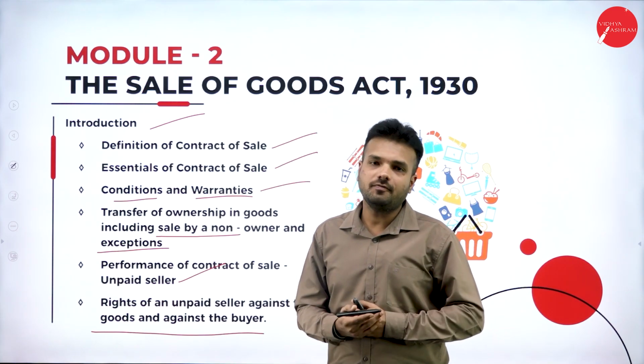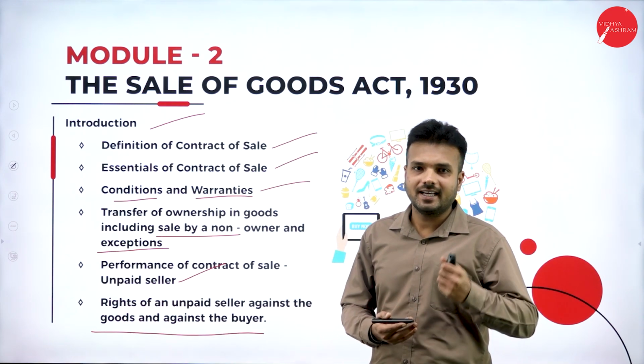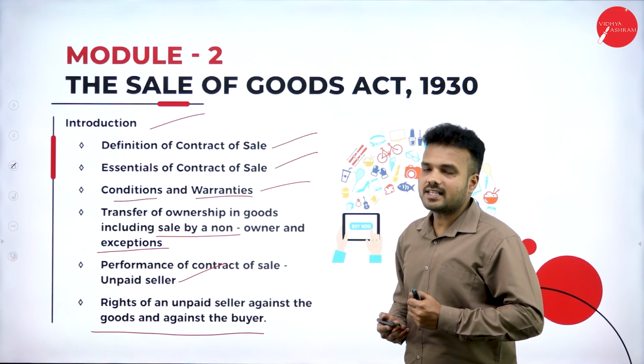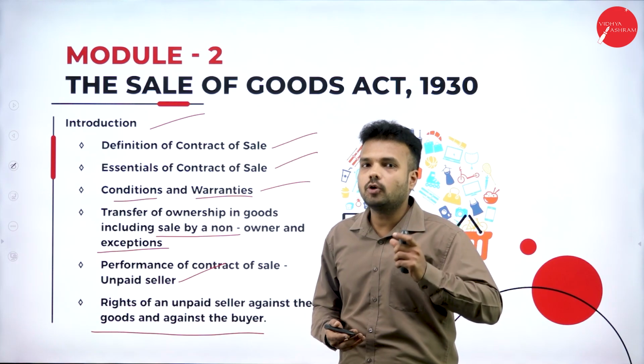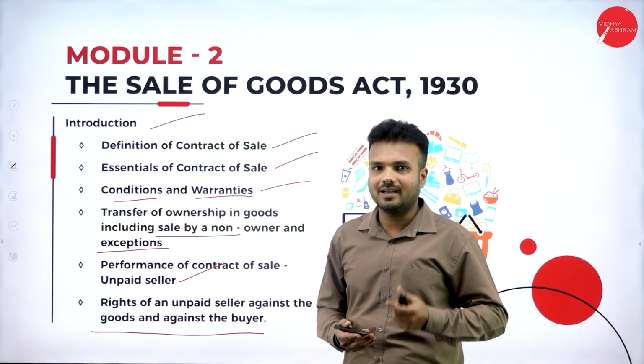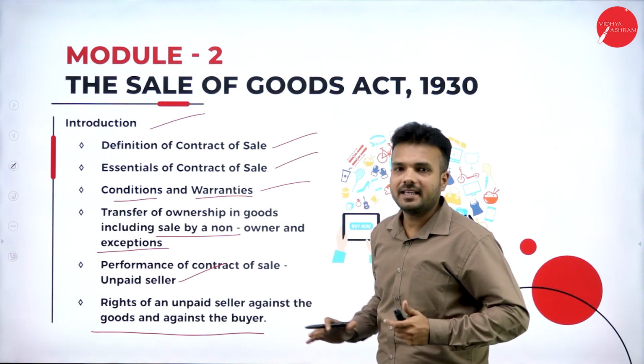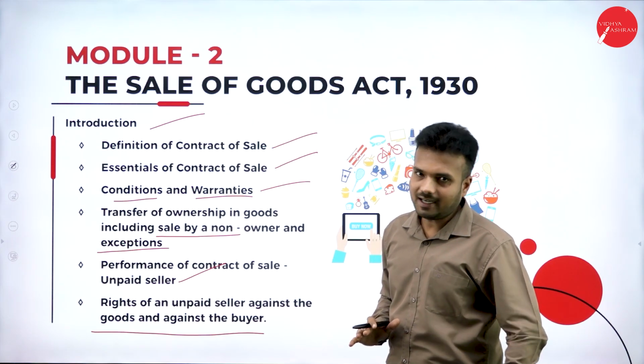So, there is an important feature for Sale of Goods Act 1930. This Sale of Goods Act 1930 is applicable for whole India excluding the state of Jammu and Kashmir. Means this law is not applicable for the state of Jammu and Kashmir.